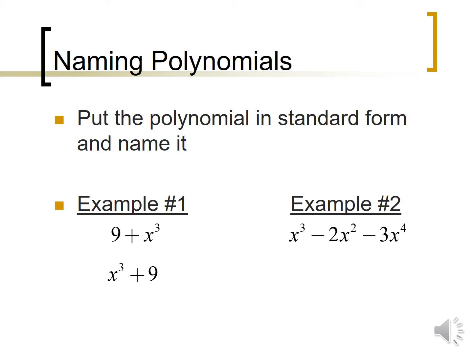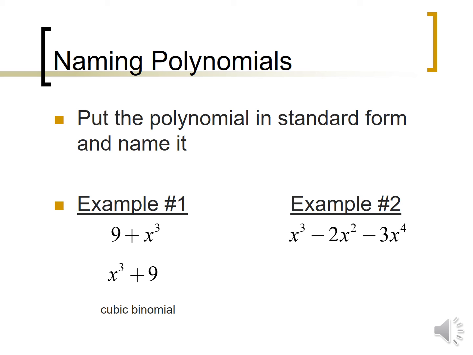Example number 1 is going to become x cubed plus 9 when it's in standard form. What two names would you give it? Well, highest power is 3. That makes it cubic. There are two terms here. That makes it a binomial. We're going to call this a cubic binomial.